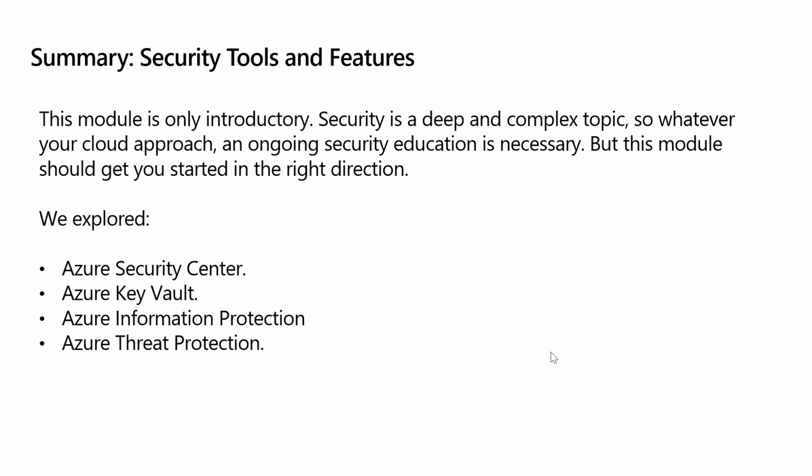So the summary of this module: this module is only introductory. Security is a deep and complex topic, so whatever your cloud approach, ongoing security education is necessary. Here we just saw what Security Center, Key Vault, Information Protection and Threat Protection are. To summarize again: Security Center is a centralized portal where you can see the strength of your security across all your Azure resources. Key Vault is a password manager. Azure Information Protection protects your information, like Word, Excel and PowerPoint documents. And the last one is threat protection, an advanced threat feature.